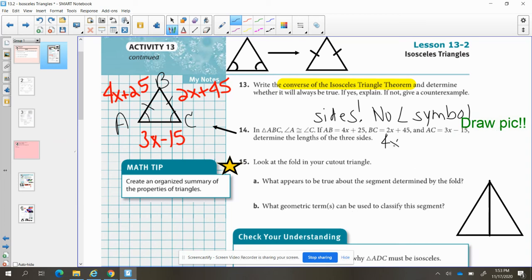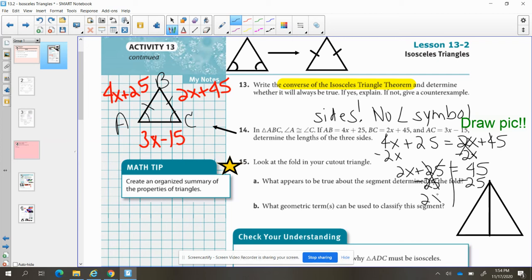So if we set those two legs equal, we have nothing to condense on either side. So I'm going to start by subtracting 2x. We get 2x plus 25. And then I'm also going to subtract the 25 from both sides to get x by itself. We get 2x equals 20. So x has to equal 10 here.